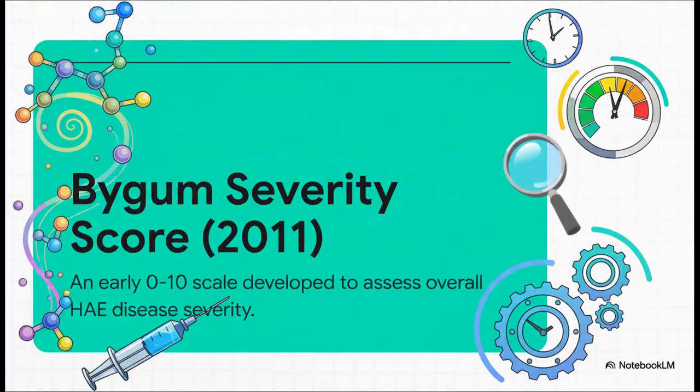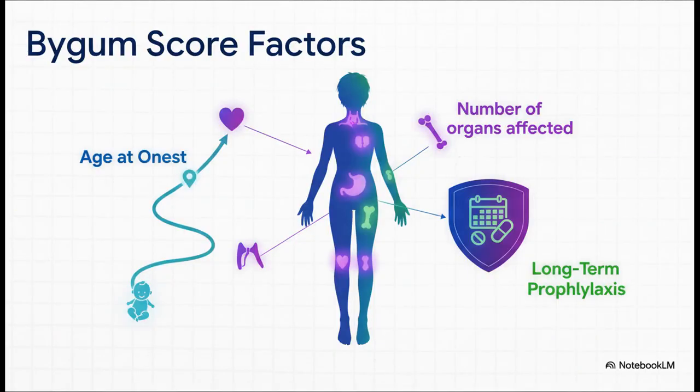So you have to go back to 2011. A researcher named Bygum and her colleagues came up with the 0 to 10 scale. And at the time, this was a pioneering move. It was a real attempt to get away from just subjective feelings and put a concrete number on how much HAE was affecting a person's life. And what's really interesting is what they chose to measure. It wasn't just about, how many attacks did you have? They looked deeper. They asked, how early in life did this start? How widespread were the attacks across the body? And did the person need constant long-term medication to prevent attacks? It was a much more holistic view.